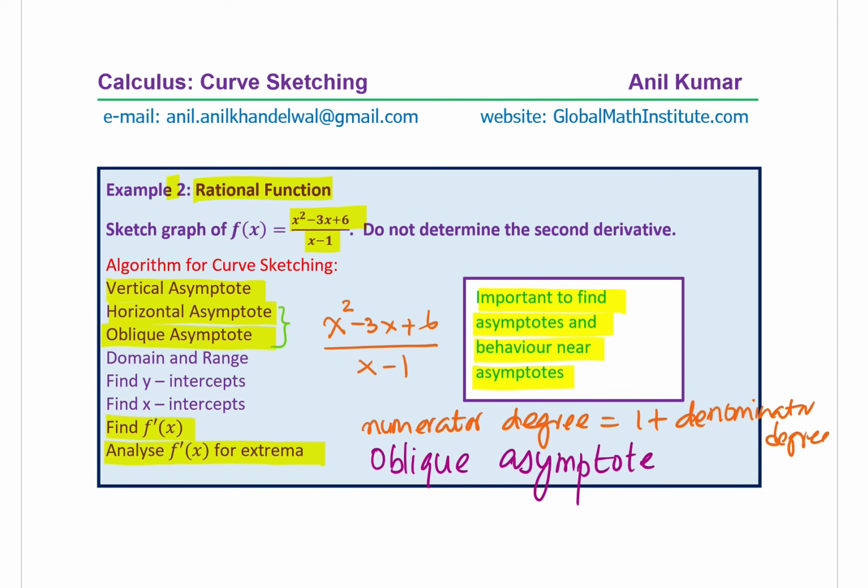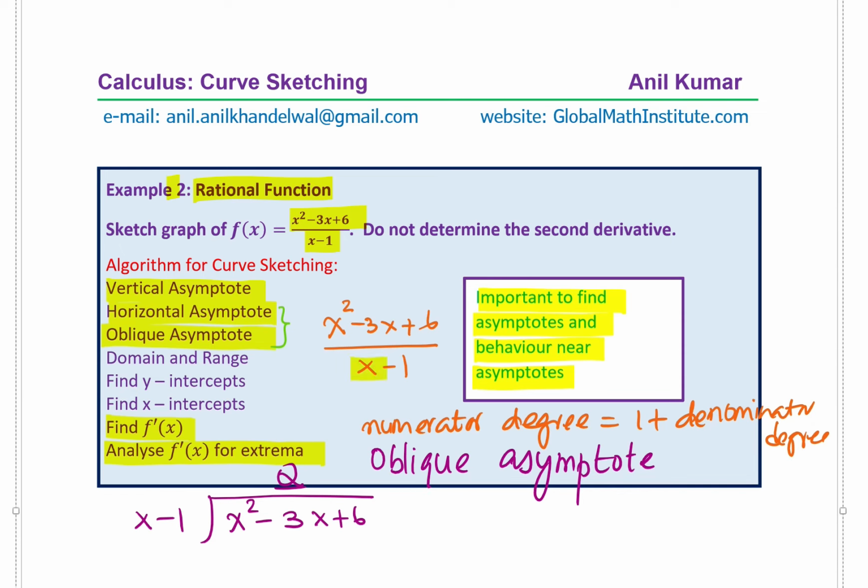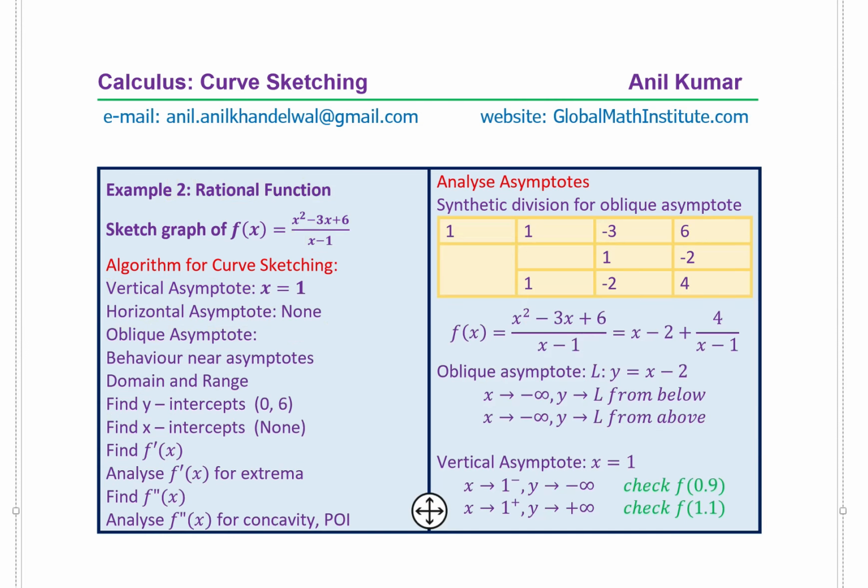So how will you find the oblique asymptote? You will have to divide the numerator by the denominator. Some of you could do long division: x squared minus 3x plus 6 divided by x minus 1. And what you get in the quotient will be your equation for the oblique asymptote. Perfect. So that is kind of important to understand. And the second thing is that the denominator gives us the vertical asymptote. We cannot have the denominator as 0, so x equals 1 is your vertical asymptote. Perfect. Now let's see how to find these parameters.